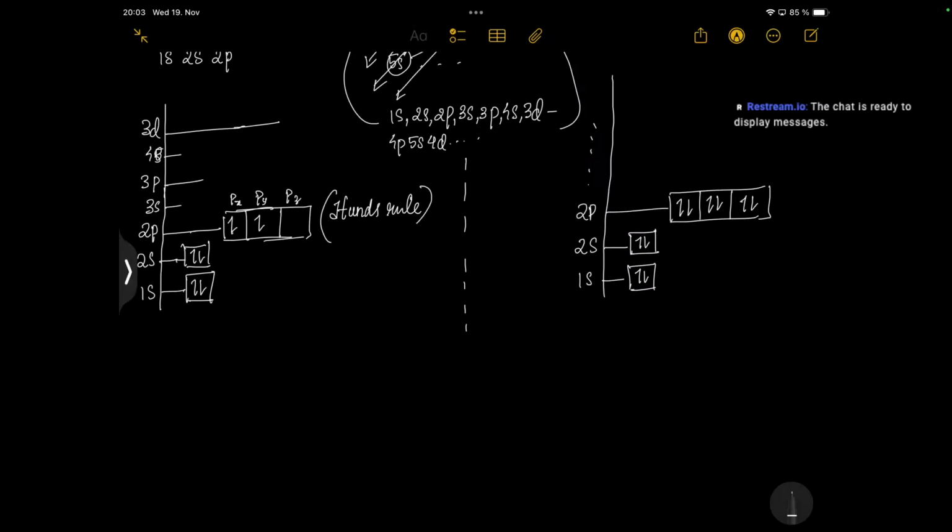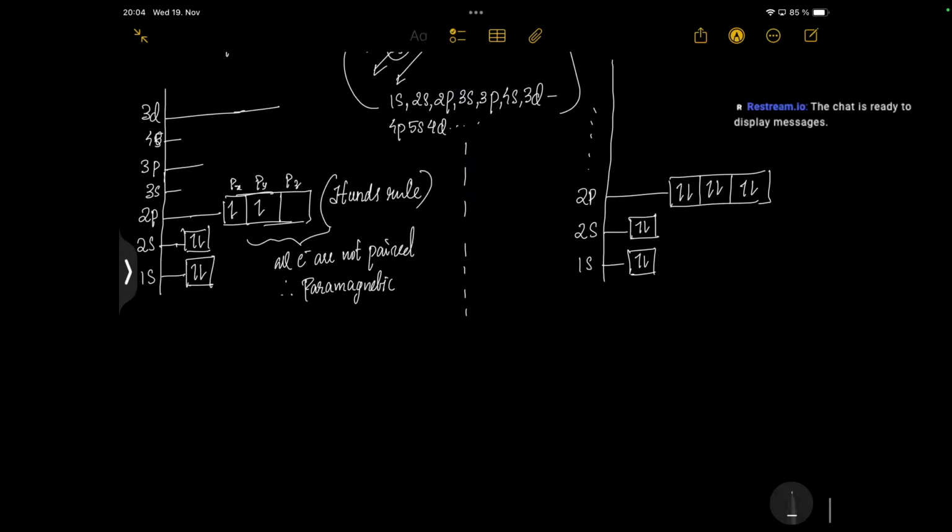And here in carbon, the electrons are not all paired. Therefore it's paramagnetic. Now what does paramagnetic mean? It means that when an external magnetic field is applied to this atom, it's gonna orient itself in a way that it's gonna be attracted towards this magnetic field.